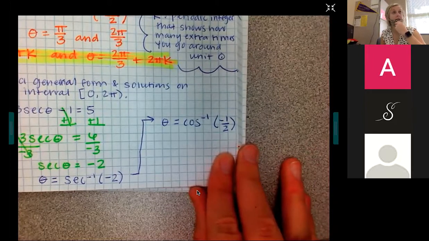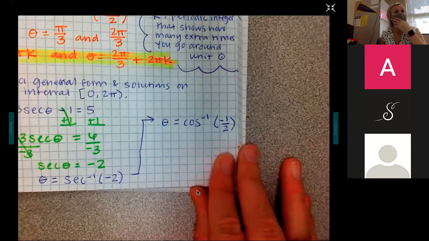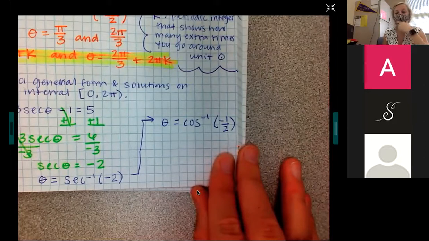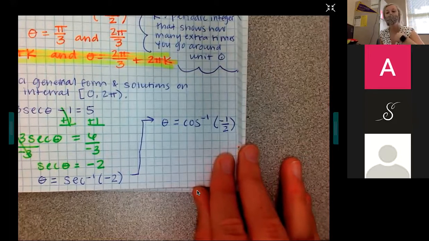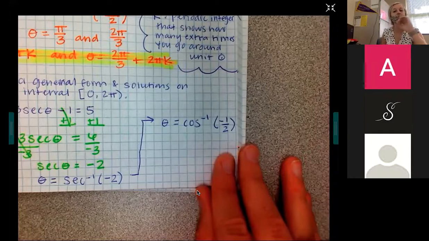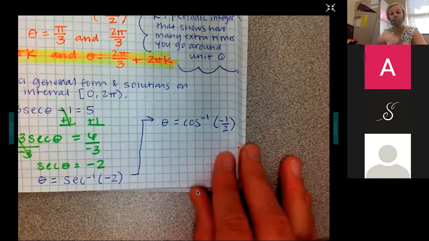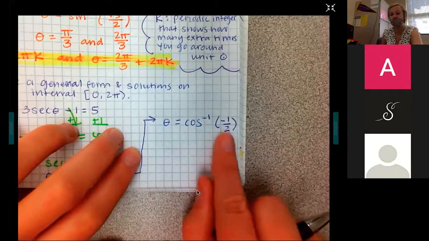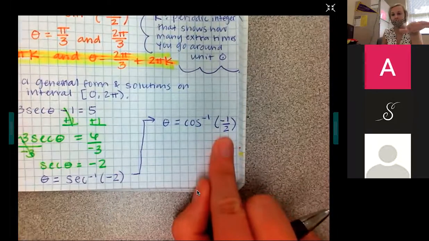Y'all okay? I'm worried about some of y'all because you're really quiet. I don't know if that means we're confused or I don't know. Y'all talk to me if you got any questions. So I want you to think about it. I'm not going to give you the answer right away. Where on the unit circle is the cosine -1/2? Nobody blurt it out. Think about it.